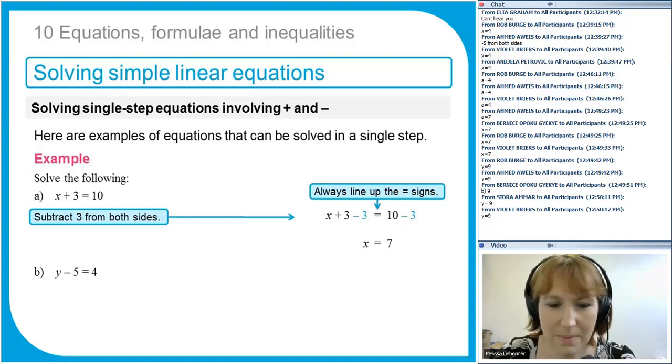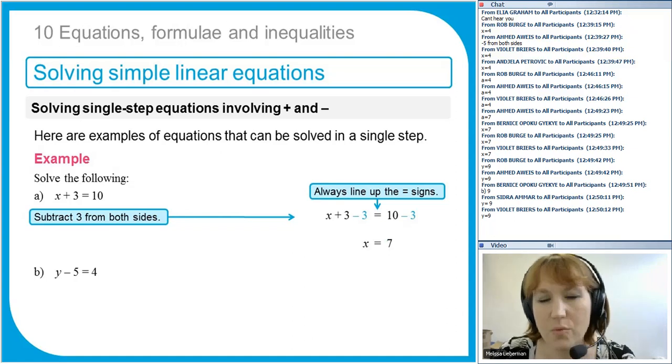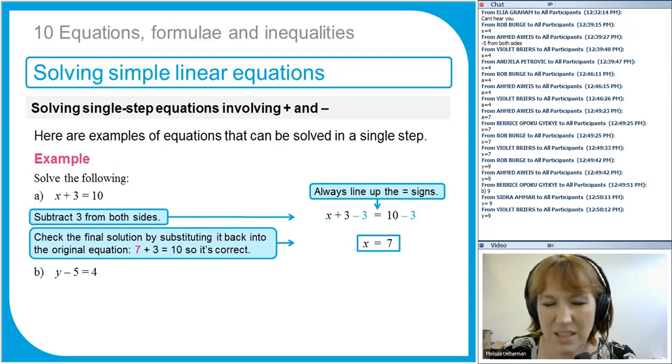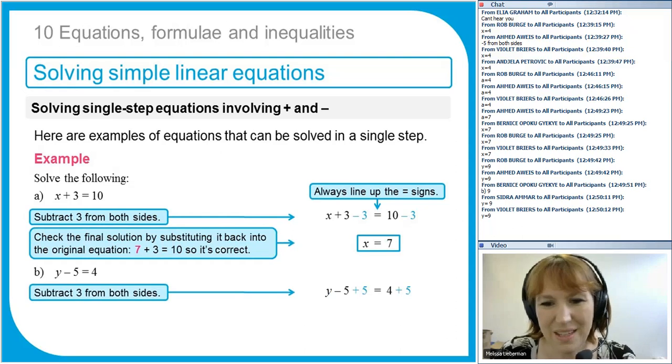Now about part B. This should be quite straightforward. This time we're taking away 5 from the y. So if we're subtracting 5, to get rid of the subtract 5, we need to add 5. So we need to add 5 to both sides to find the answer. Does that make sense? You probably could do it in your head, but let's have a look.